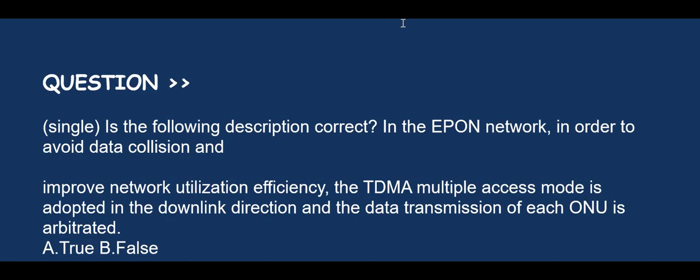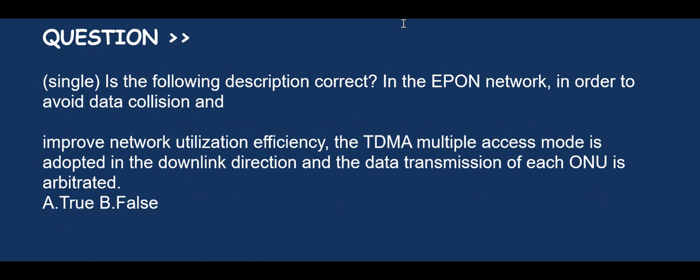Option B is correct. Next one, is the following description correct? In the EPON network, in order to avoid data collision and improve network utilization efficiency, the TDMA multiple access mode is adopted in the downlink direction and the data transmission of each ONU is arbitrated. Option A true, option B false. Option B is correct.